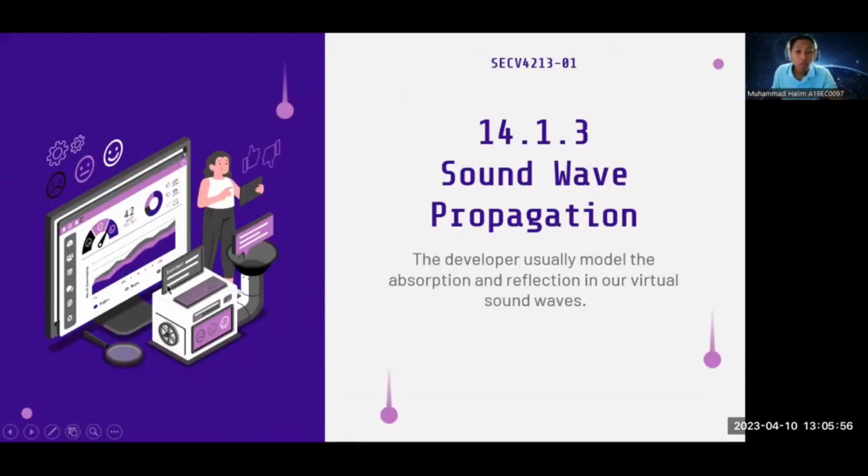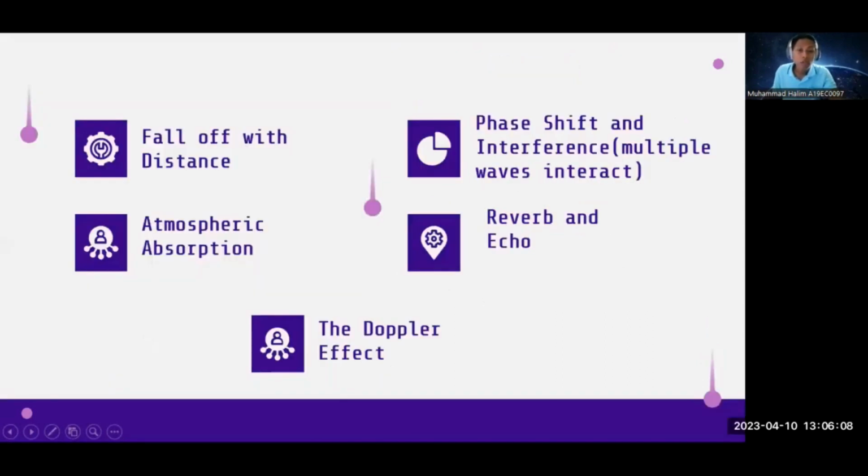So for sound wave propagation, the developer usually models the absorption and reflection in our virtual sound wave. There are actually 5 models of absorption and reflection, which are fall off with distance, atmospheric absorption, phase shift and interference, which is multiple waves interacting, reverb and echo, and lastly the Doppler effect.